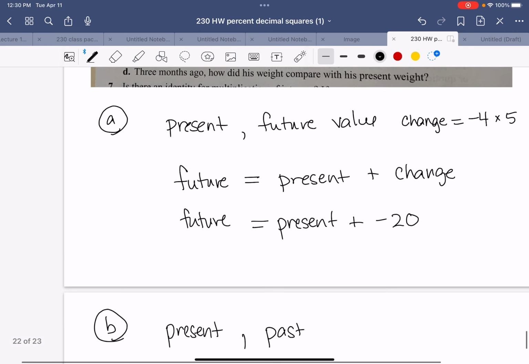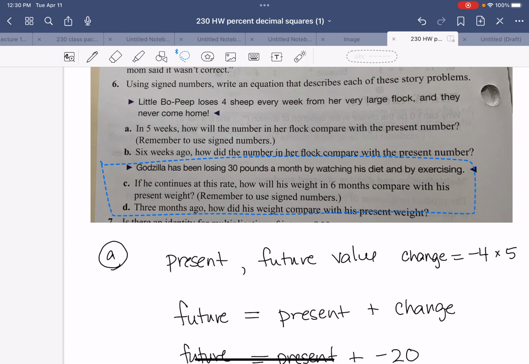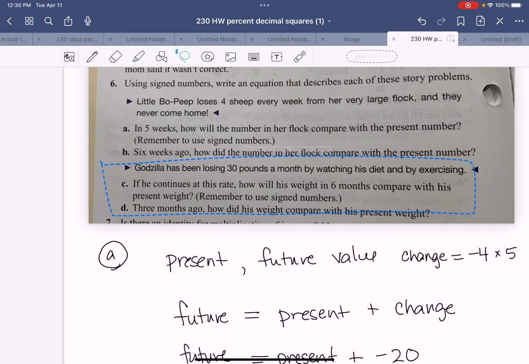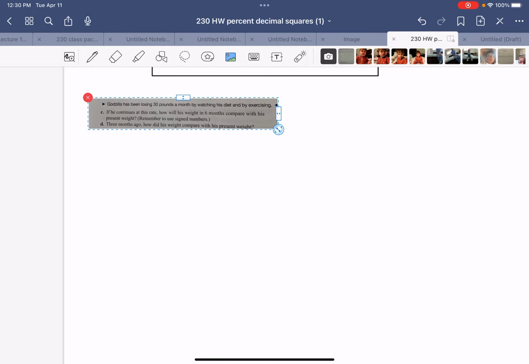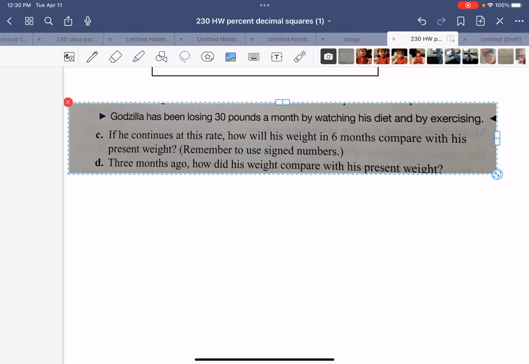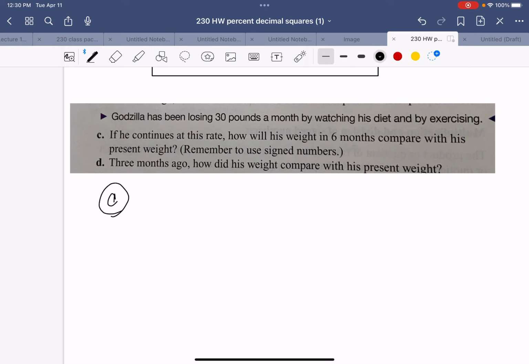All right, and then let's talk about C and D. So I'm just going to copy this over and bring it down with us. Okay, so Godzilla has been losing 30 pounds a month by watching his diet and by exercising. Part C, if he continues at this rate, how will his weight in 6 months compare with his present rate?